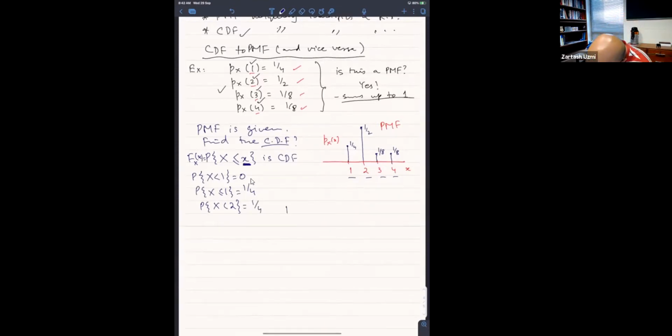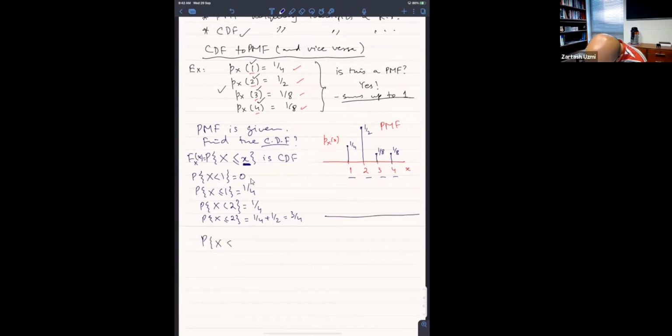Okay. The probability x takes a value less than equal to 2. Less than equal to 2. Probability x takes a value less than equal to 2 is equal to 1/4 plus 1/2, which is equal to 3/4. Okay. And then you can plot this.